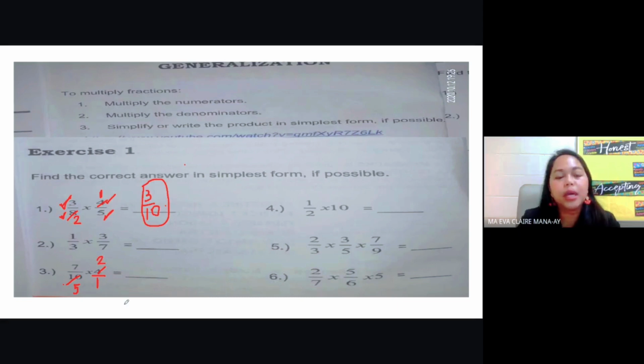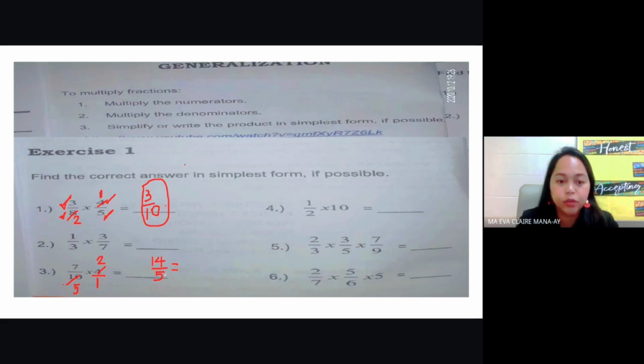Okay? Now, we can proceed with our multiplication. 7 multiplied by 2, that's 14. Then we have 5 multiplied by 1, that would give us 5. Okay, now as you can see here, our answer is an improper fraction. When you say improper fraction, your numerator is bigger than your denominator. So we need to simplify this and use a mixed number. A mixed number, of course, has a whole number and a fraction.